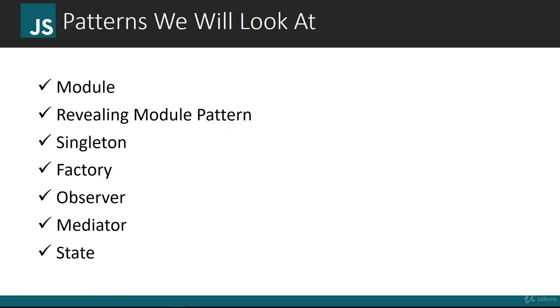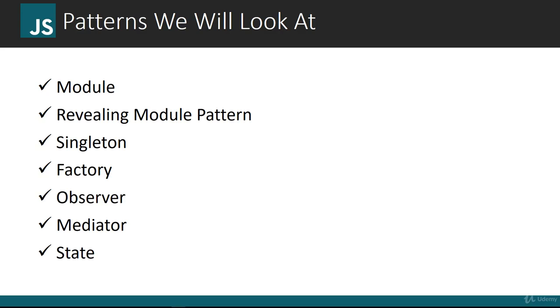All right, so what we're going to look at is the module pattern and the revealing module pattern, which, like I said, are used for overall structure. It allows us to break our code up into modules where we can have private functions and variables and public functions and variables. Singleton, which is a variation of the module pattern where we can only create one instance of an object. The factory pattern, which is used to create many objects.